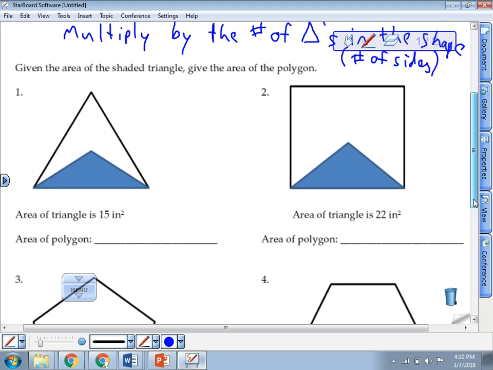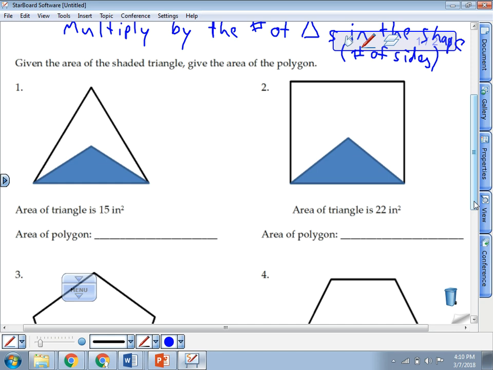If we look at these, these are all regular polygons. Again, all the sides are the same, all the angles are the same. If you notice, you can see a triangle inside each one of them. Now, what I want to show you is there's actually more than one of those equal sized triangles. There's one here, two, three. Same here. There are several of those equal sized triangles. So we want to find the area of that shaded triangle and multiply by how many of those triangles are in the shape, which is equal to the number of sides.